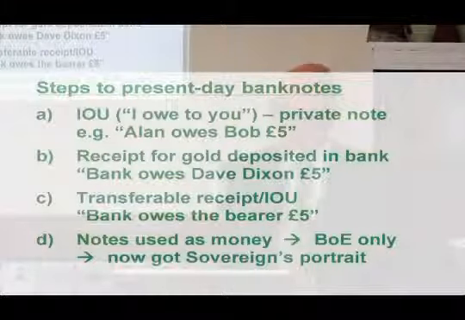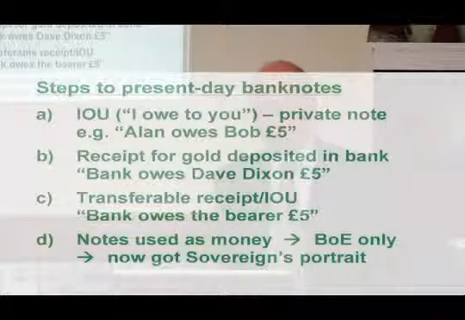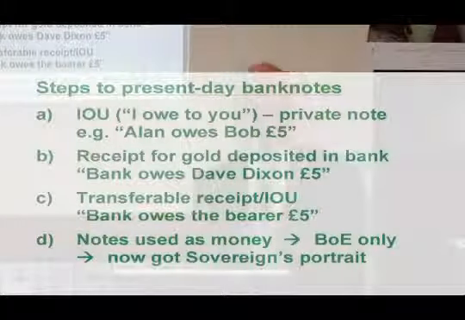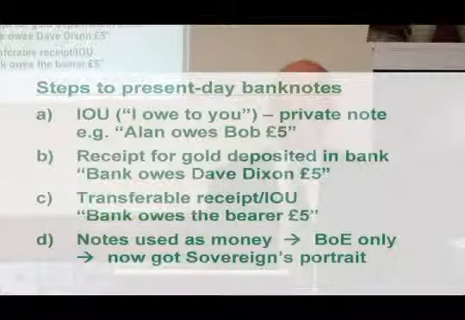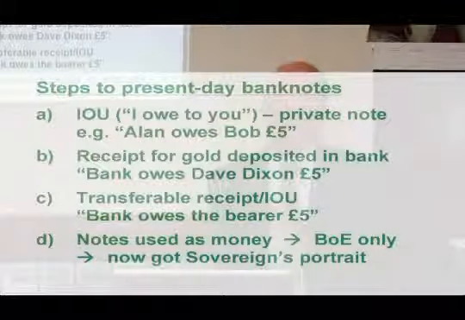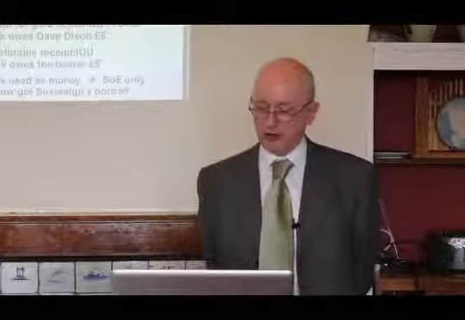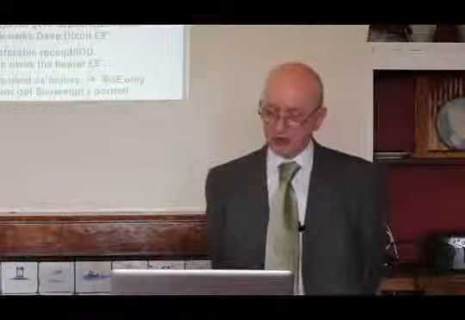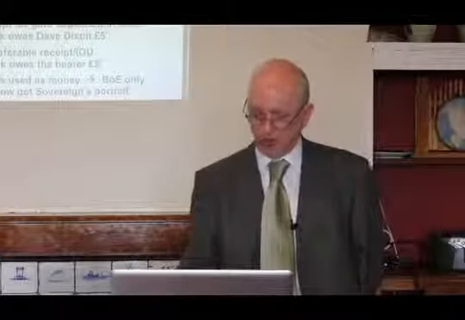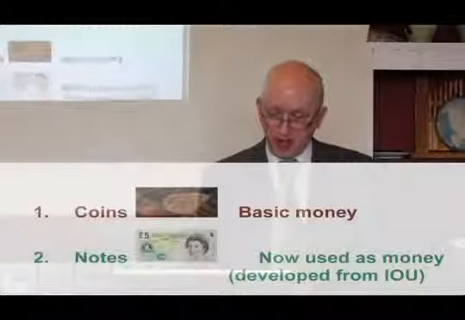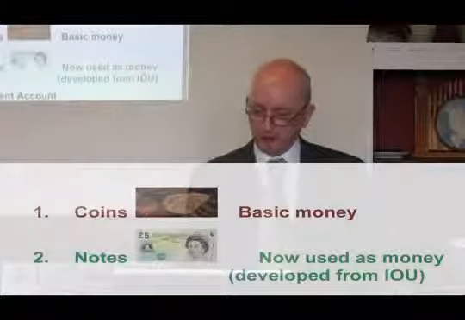And that then further developed so that the Bank of England got a monopoly on producing banknotes in England and Wales, because if other banks had been doing it, they'd have effectively been printing their own money. And in the 20th century it went even further, and the sovereign's portrait started getting printed on the banknotes, which is another sort of acknowledgement that the notes are now official UK money. They're no longer just IOUs from a bank. So that's our first two: coins, which are basic money, and notes, which are now used as money, developed from an IOU.